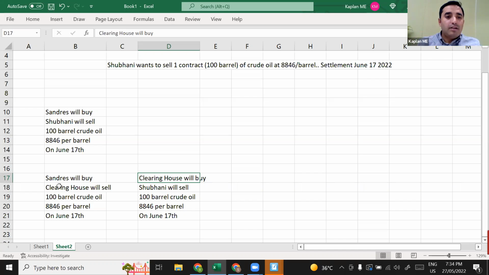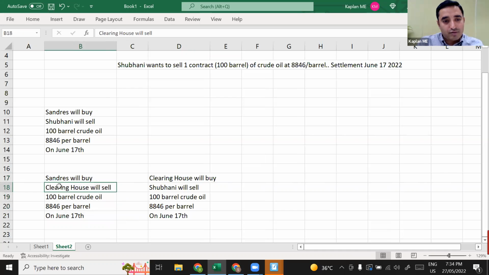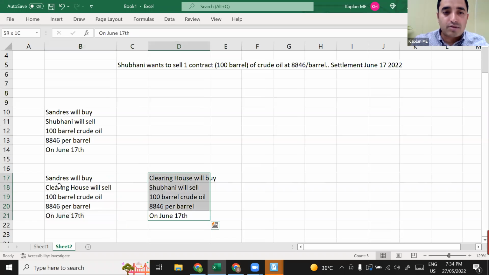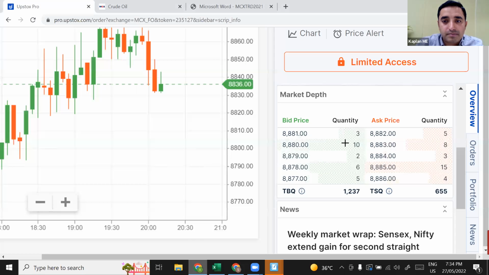Clear? So now, basically from Sandras' perspective, this is basically what has happened, right? Sandras will buy, clearinghouse will sell 100 barrels of crude oil at 8846 per barrel on 17th June. Is it clear? Now imagine this trade happened when I took that screenshot, right? Which was like 10 minutes back. Right now, Sandras says, I want to exit this contract. How can Sandras exit this contract? Right? So this is basically how a live environment works. Sandras will again come here, right?